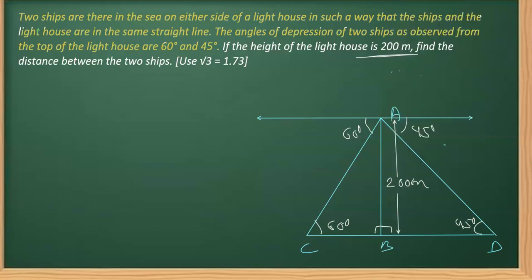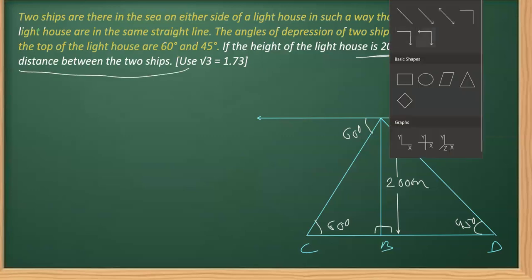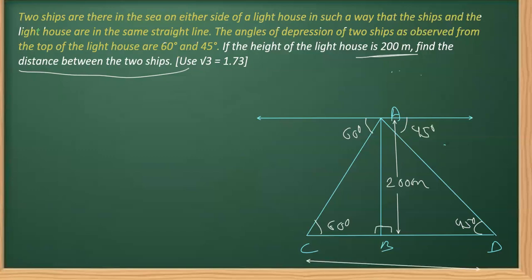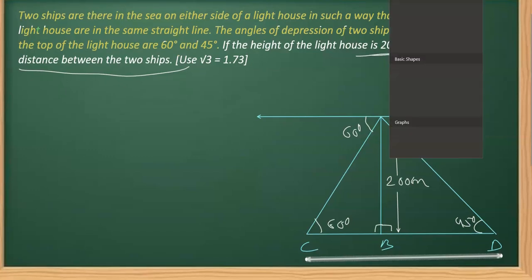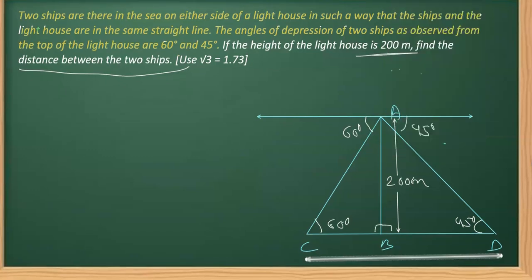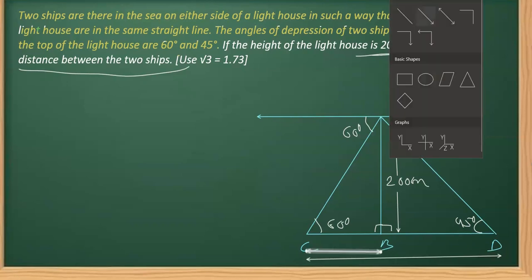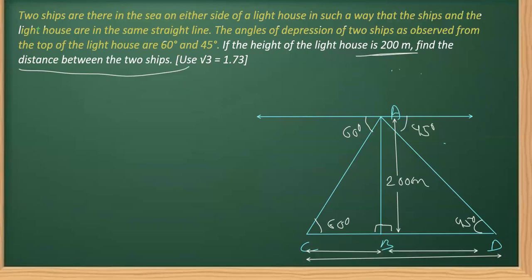Now, finally, we have to find the distance between the two ships. That means we have to get the length of CD. As we can clearly see from the figure, CD can be obtained if we find the value of BC and we add this to the value of BD. Right. So it can easily be calculated. If you start with a triangle, you can start with any triangle. As of now, I'm first considering triangle ABC.